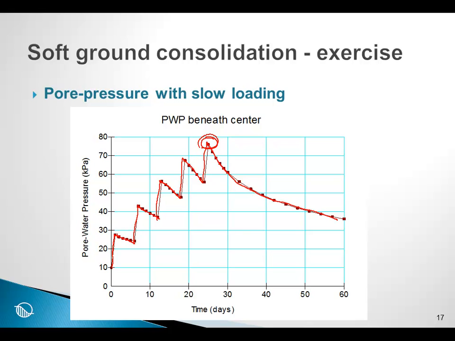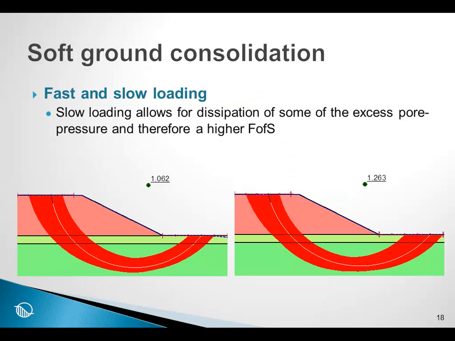So all of this dissipation or consolidation that took place while the lift was sitting in between the fill placement has resulted in a lower overall pore water pressure condition, and as a result we get a higher factor of safety. So if you are going to repeat this exercise, recall that we had a factor of safety very close to 1 with the fast loading. Now when we are doing slower loading with lower pore water pressure, we get a factor of safety that is higher and maybe even acceptable during construction.